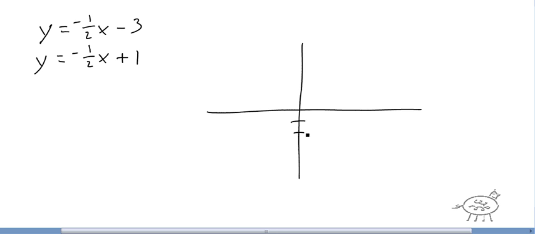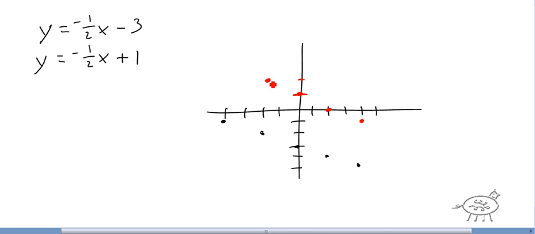Okay, so we're going to go negative 3, and it's down 1 over 2, down 1 over 2, down 1 over 2. We're out of space here, so we're going to go up 1 over 2, up 1 over 2. Okay, so we got a bunch there. And then we'll do y equals negative 1/2 x plus 1. So we have 1 here, and we go down 1 over 2, down 1 over 2, up 1 over 2.